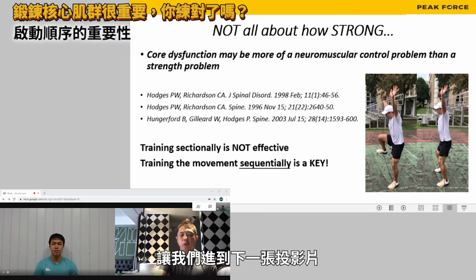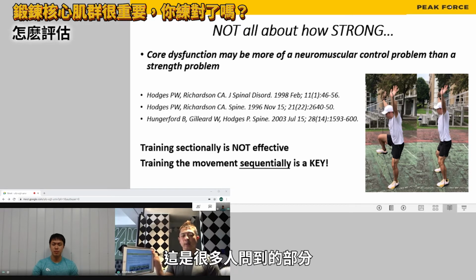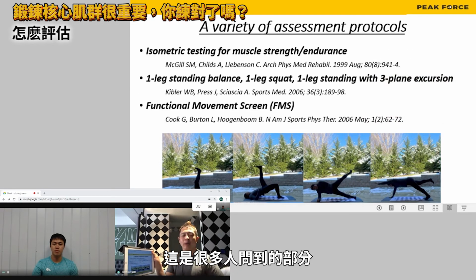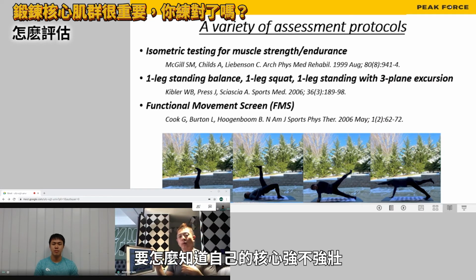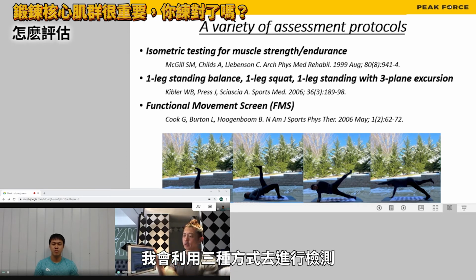Okay, so let's go to the next slide, because this is the part that a lot of people ask me. Okay, so how do we know? How do we know if I have a higher risk of low back pain, or how do I know if people have a weak core or a strong core? So I put together three different ways to do the assessment.